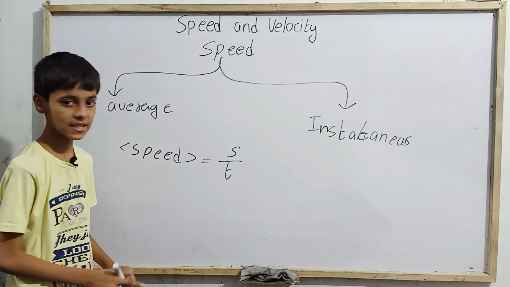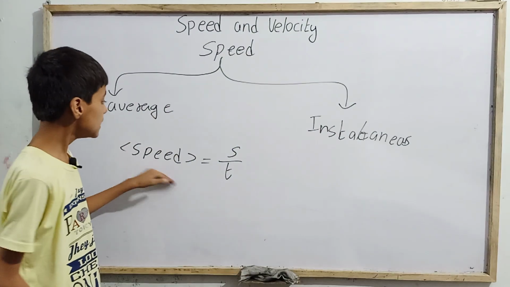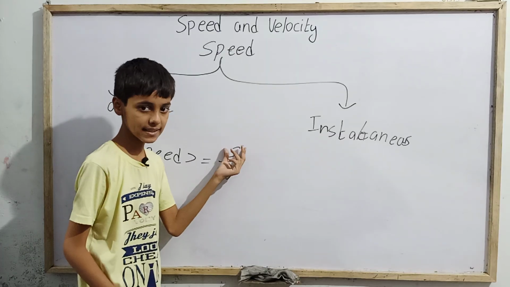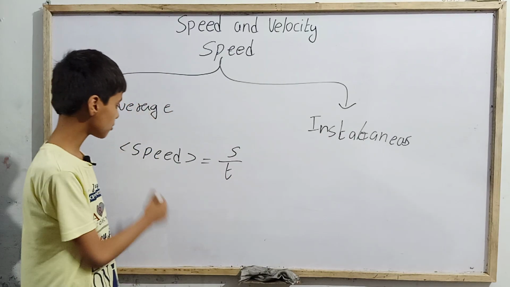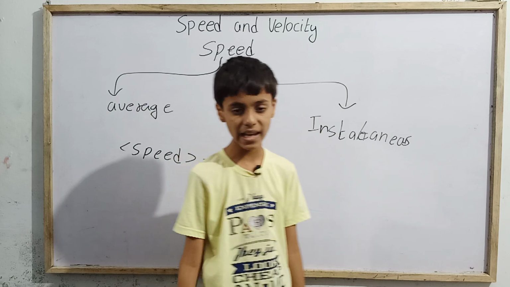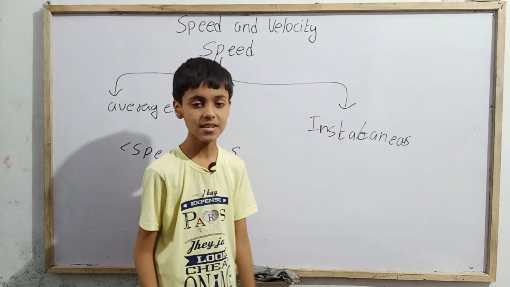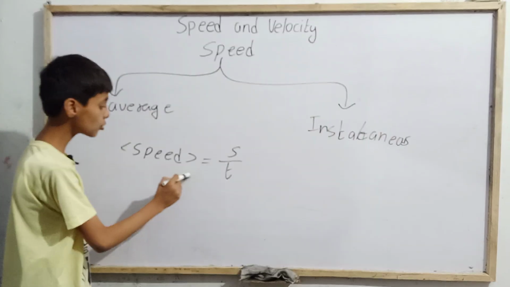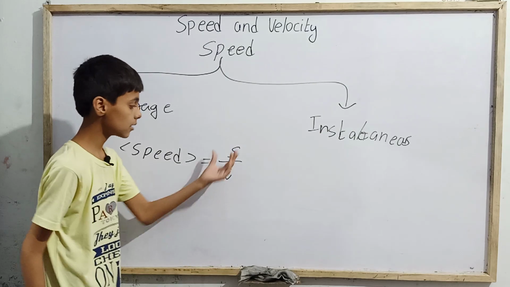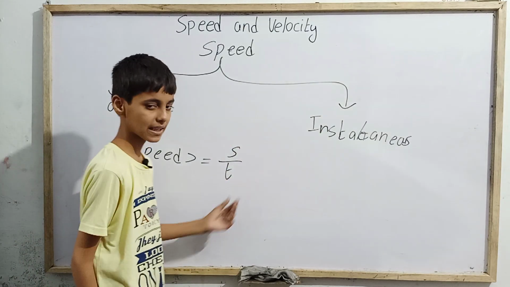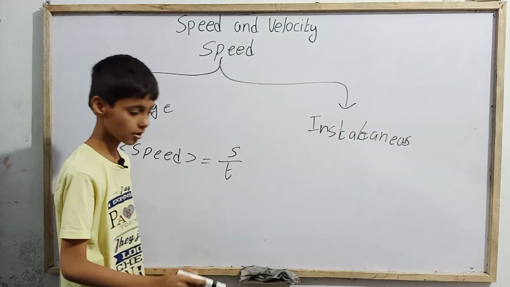The unit is the same, meters per second. Since we know the dimension of distance is L and time is T, the dimensions of speed are LT^-1, and for velocity also it is LT^-1. Total distance covered divided by total time taken is again average speed.